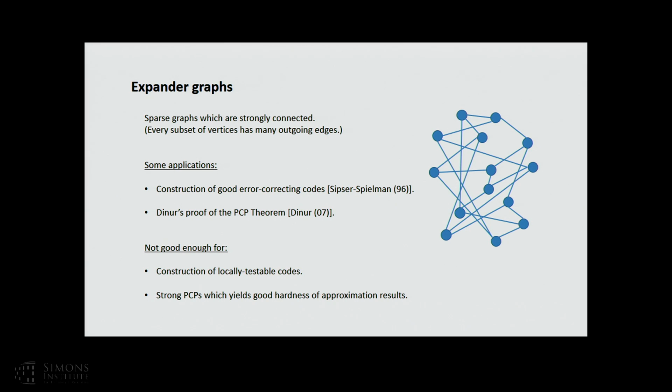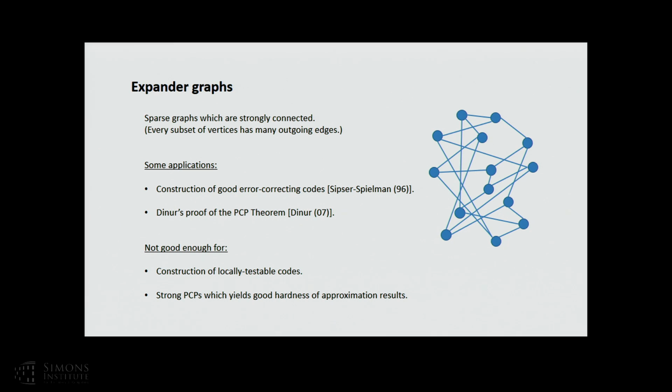Now, these sorts of graphs have many applications in computer science. I just mentioned 2 of them. One is the construction of good error correcting codes by Sipser and Spielman, and also Dinur used it to obtain a simple proof for the PCP theorem. There are many more applications, but I just mentioned these 2 because these applications also expose the limits of expander graphs, since the error correcting codes that we can get from expanders don't have the property of being locally testable. And also the PCPs constructed from expander graphs are not strong enough to yield hardness of approximation results.